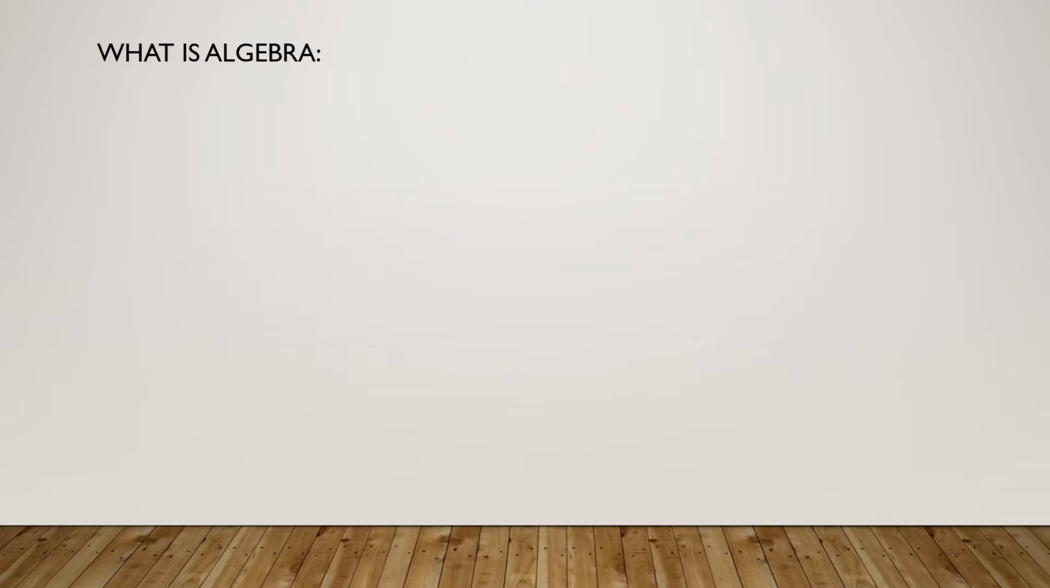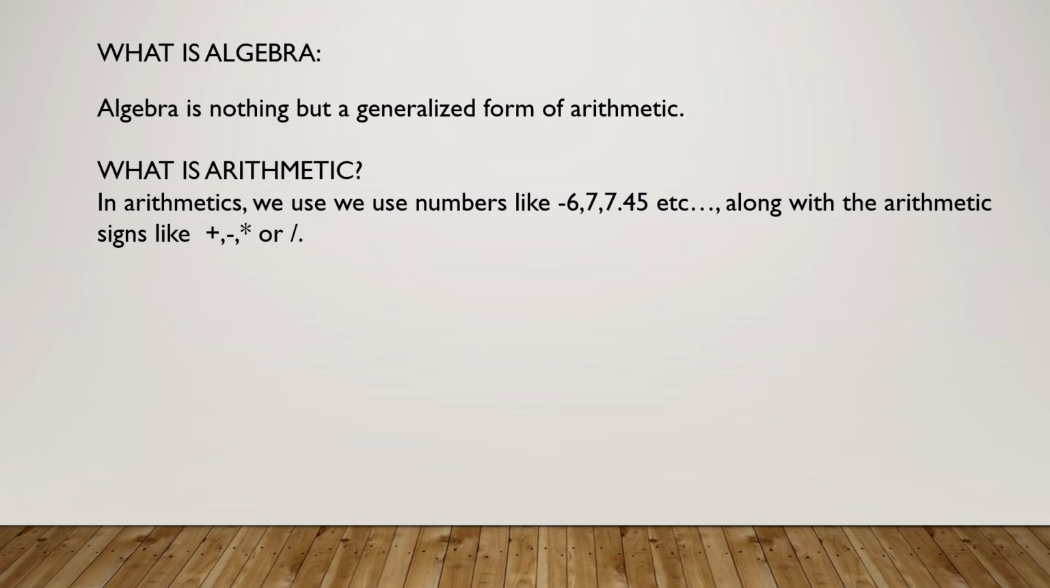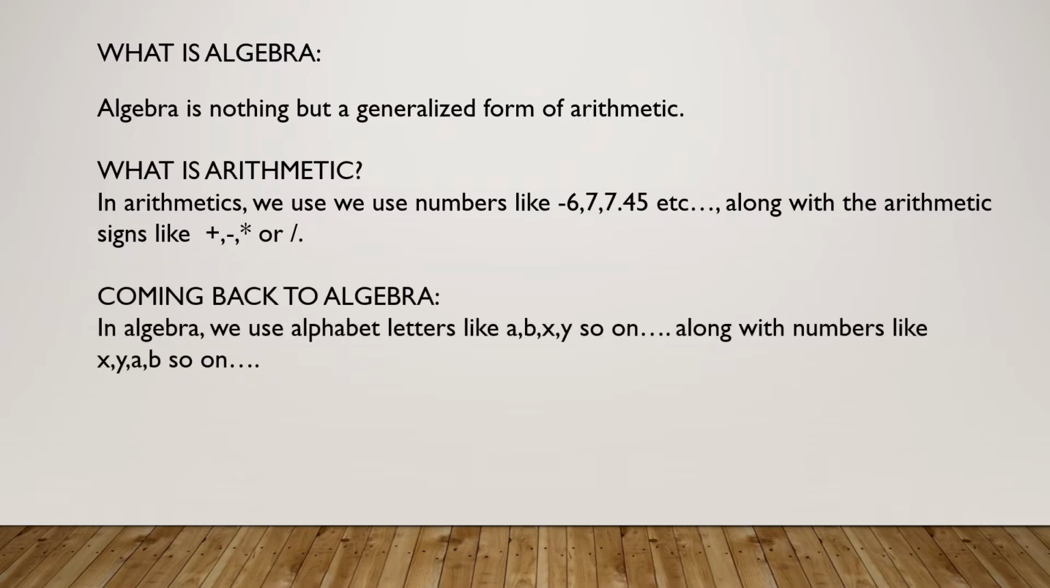Firstly, let's know what is algebra. Algebra is nothing but a generalized form of arithmetic. That means an expression which includes the arithmetic operations like addition, subtraction, multiplication and division. So you might have come across this arithmetic. Then let's take an example for this algebra. When coming back to algebra, you will come across the alphabets A, B, C, D, it may be any alphabet.